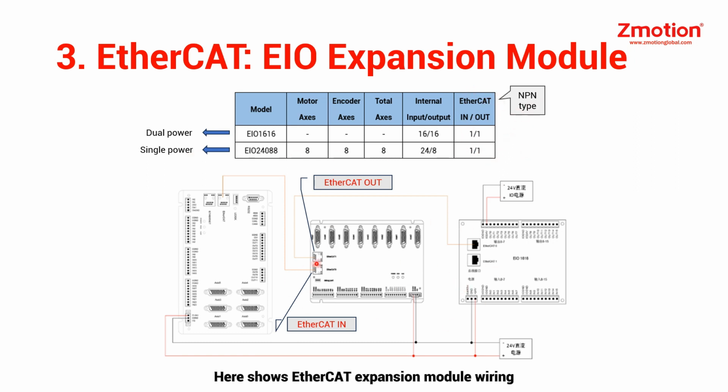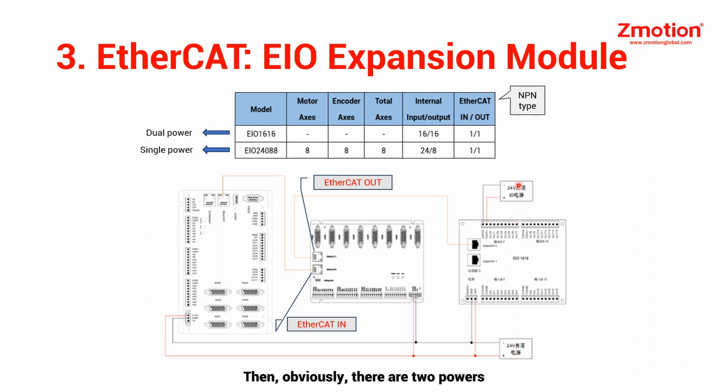Here shows EtherCAT expansion module wiring. It can be seen the wiring method is different from the CAN expansion module. There is no CAN H and CAN L. It only needs to connect to each EtherCAT interface. And there are EtherCAT in and EtherCAT out in each module. In is for controller. Out is for the next expansion module or driver. Please connect them according to this rule correctly.